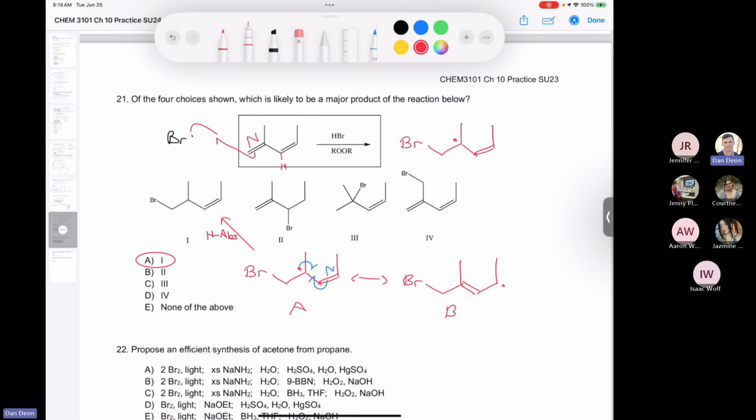Now, if you added the bromine at this position here, well, that product isn't even shown here. So the answer has to be A, or number one, A. It's the only possibility.